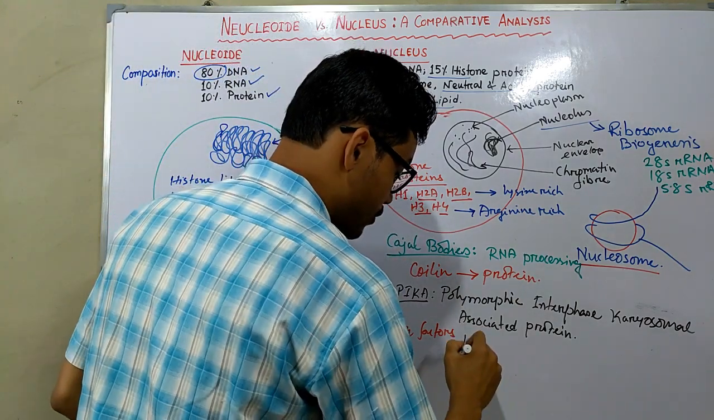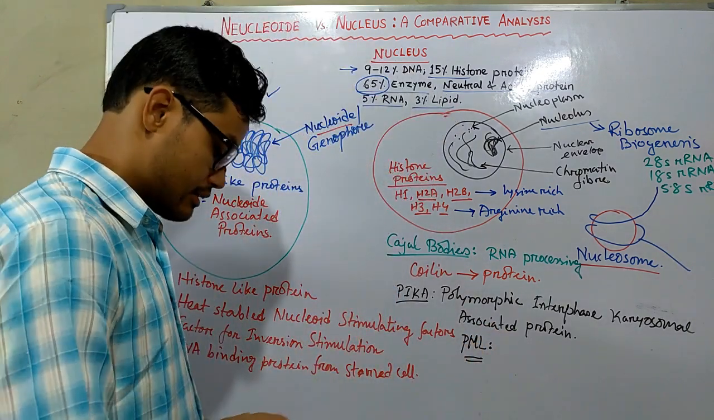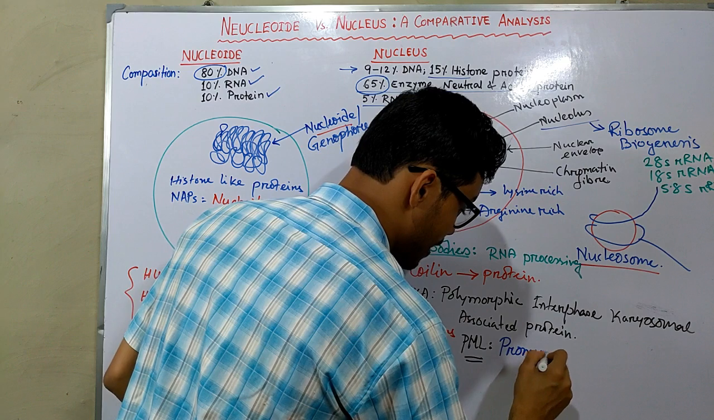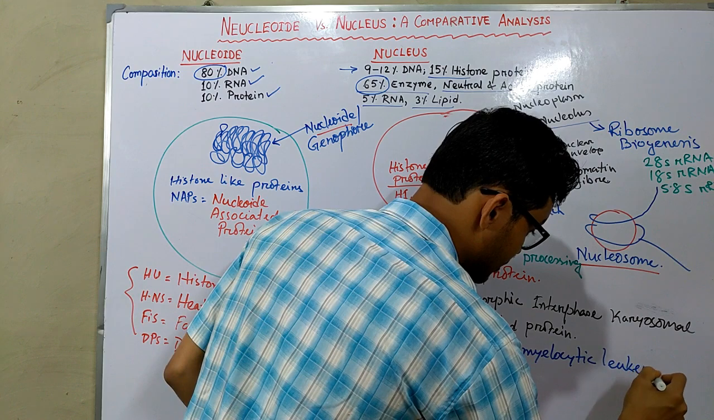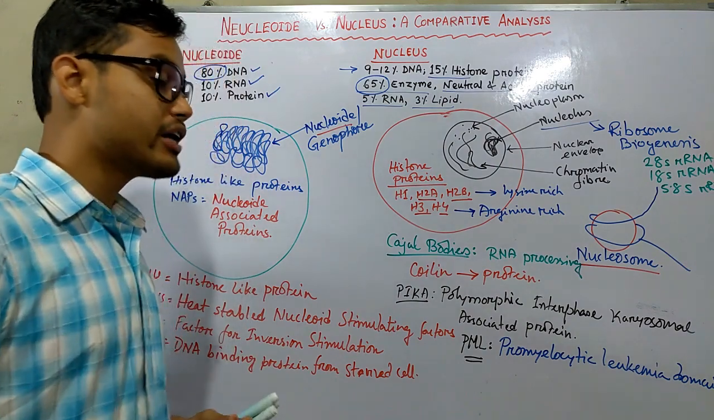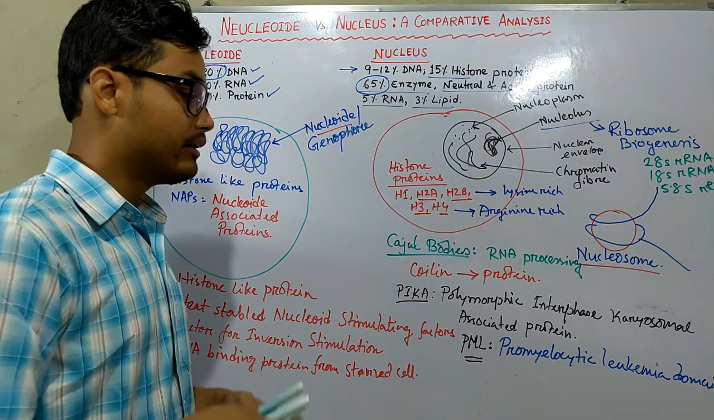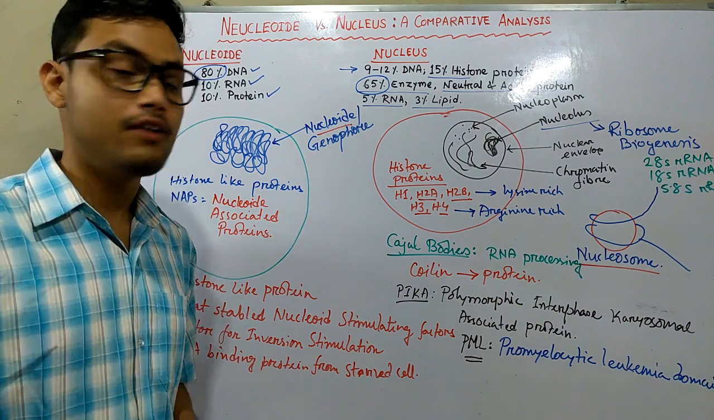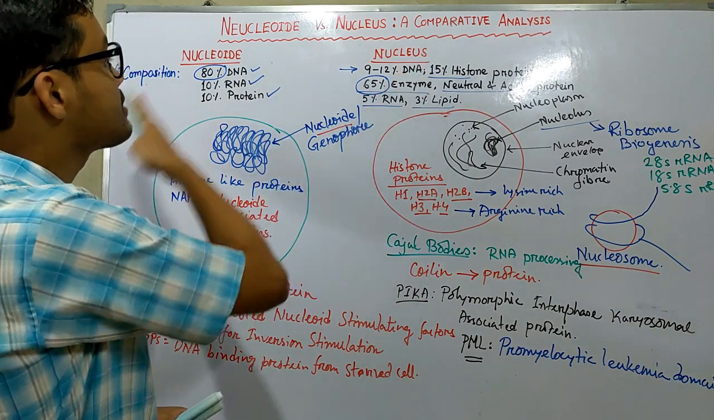Another important domain, the PML domain, is also present in the nucleus. What is this PML domain? PML stands for promyelocytic leukemia domain. So promyelocytic leukemia domains are present inside the nucleus, but the PML domain is not needed for normal cell function. So here you clearly differentiate between nucleus and nucleoid.